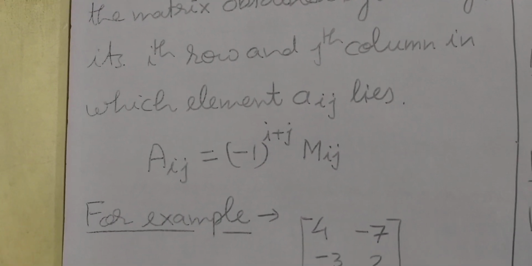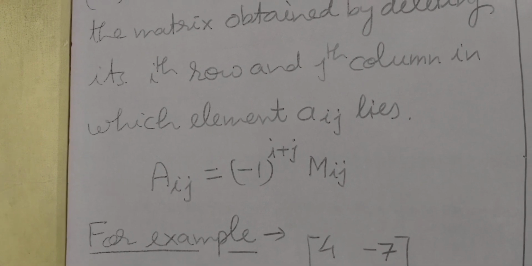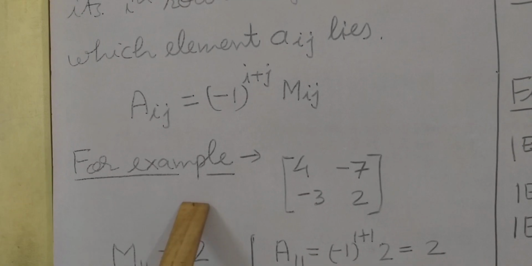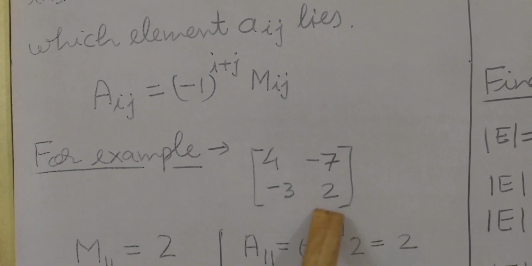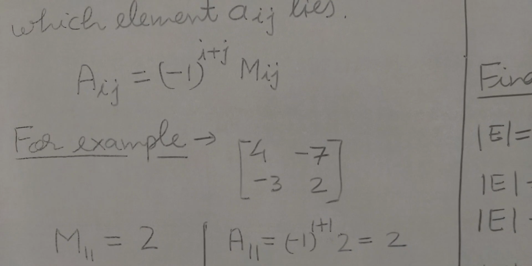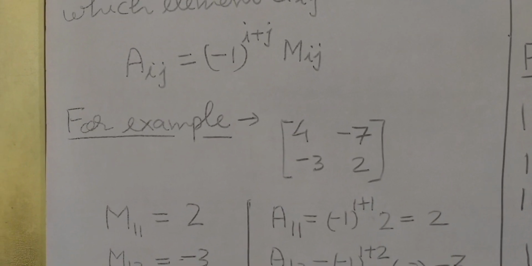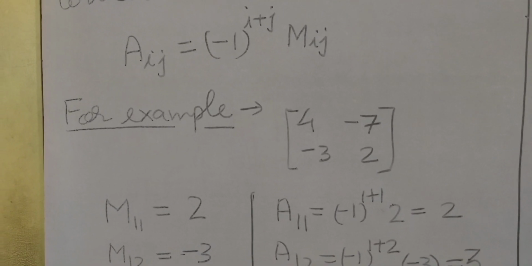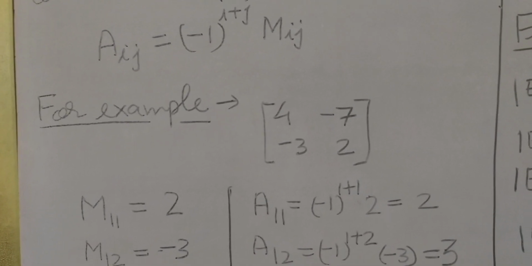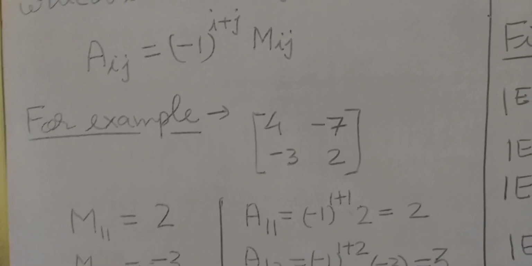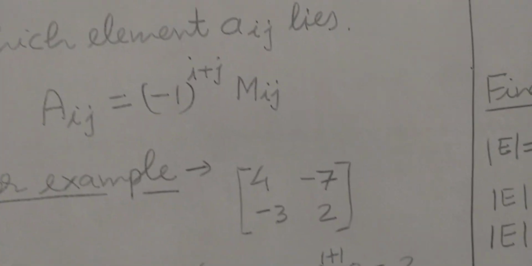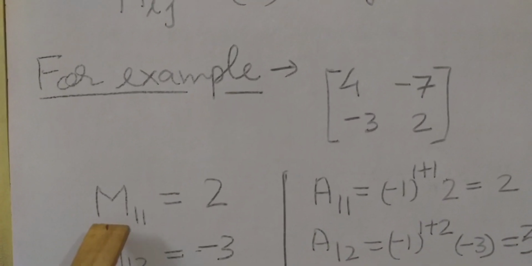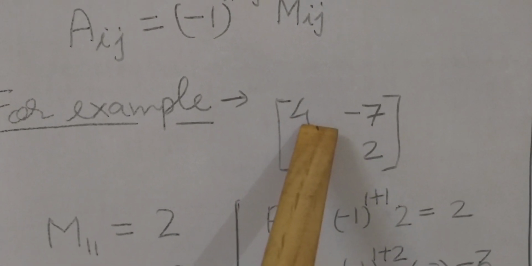Okay, let us take one example so that you can easily understand. I am going to take one example, students. This is a matrix of order 2 by 2. As you know, we can find the determinant of a square matrix only. So minor and cofactor will also be calculated only in a square matrix. So this is a square matrix, students. First of all, I am going to find out its minors.